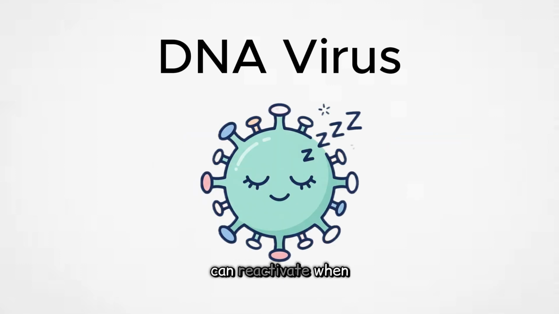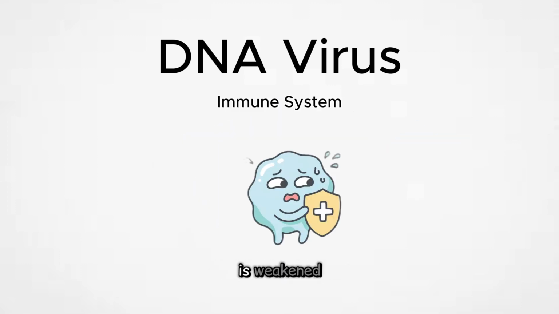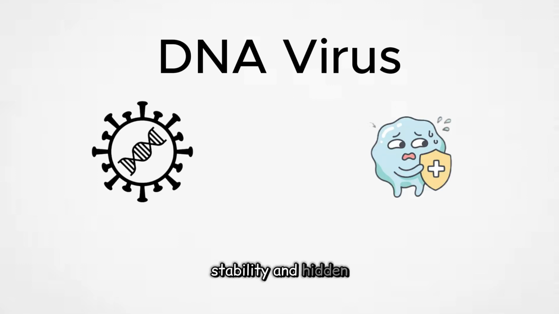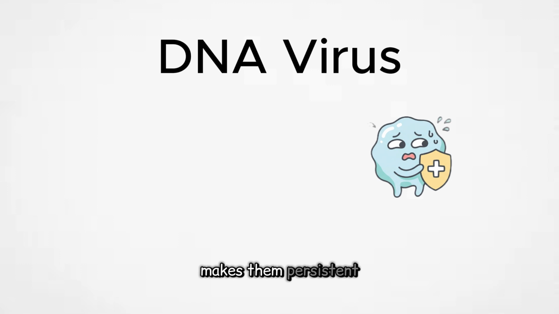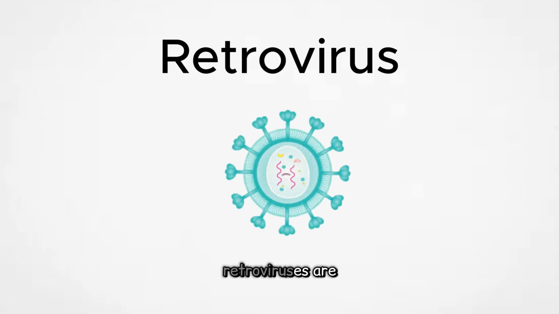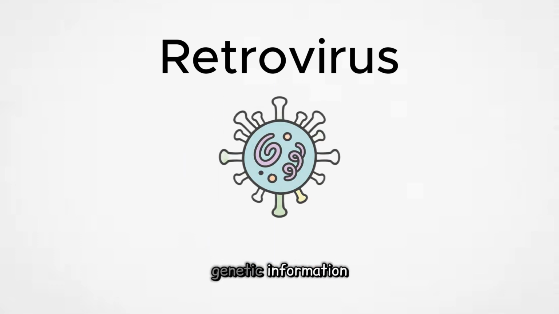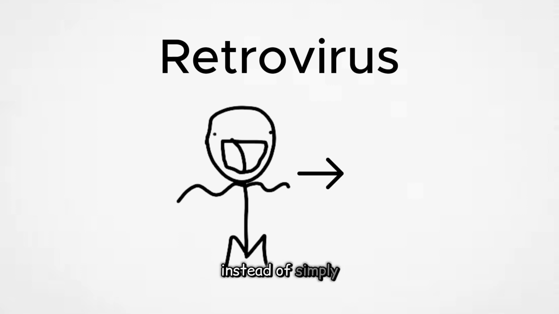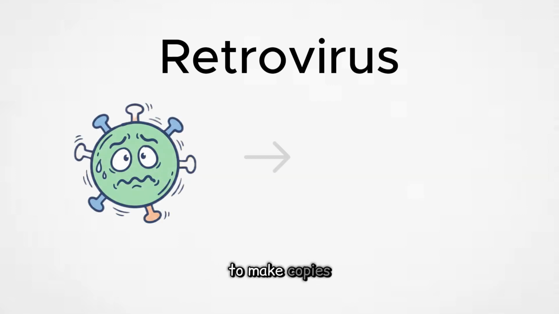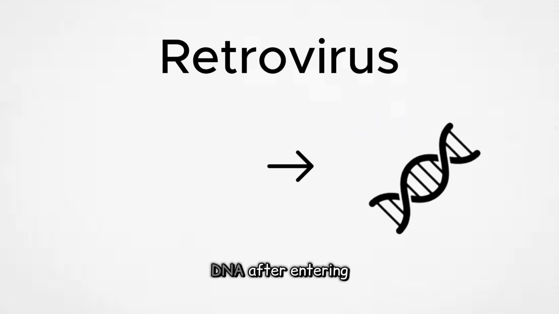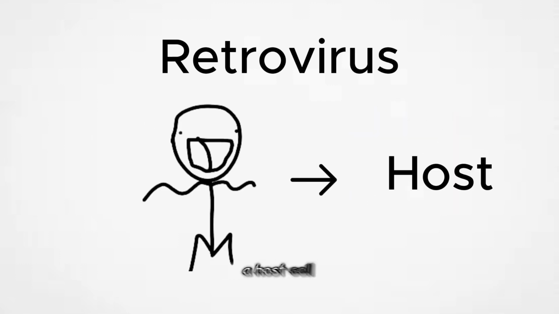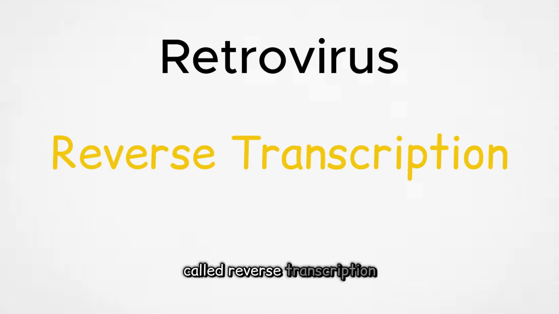Later on, they can reactivate when the immune system is weakened or when the body is under stress. This combination of stability and hidden survival makes them persistent and sometimes difficult to fully clear. Retrovirus. Retroviruses are unique because they do not follow the normal biological flow of genetic information. Instead of simply using their RNA to make copies of themselves, they first convert their RNA into DNA after entering a host cell. This process is called reverse transcription.